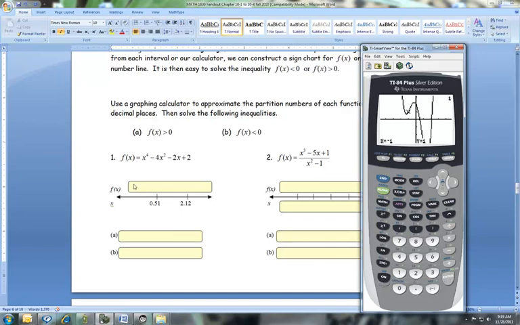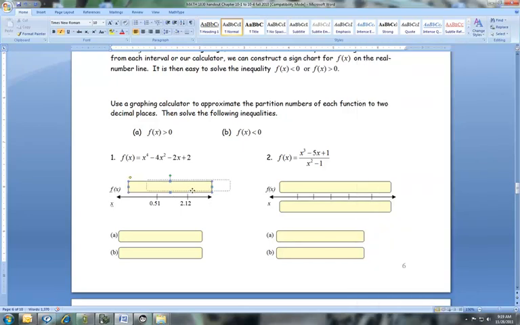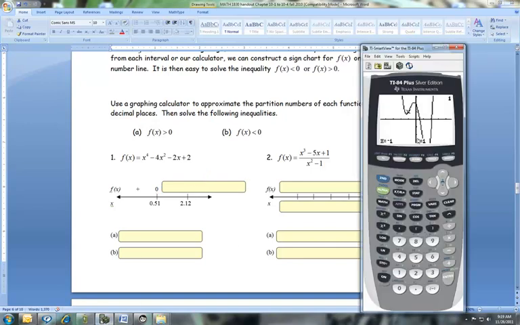I've got a positive value, so my calculator's going to disappear again, so let me move this. There's my positive. Remember, my function is 0 at that place. Now I'm going to use a value between 0.51 and 2.12, so I'm going to use 1.25 just to be different. And it should give me a negative, because if you'll notice, my curve is below the x-axis. So there's my negative. So I'd have a negative here. I'd have a 0 here.